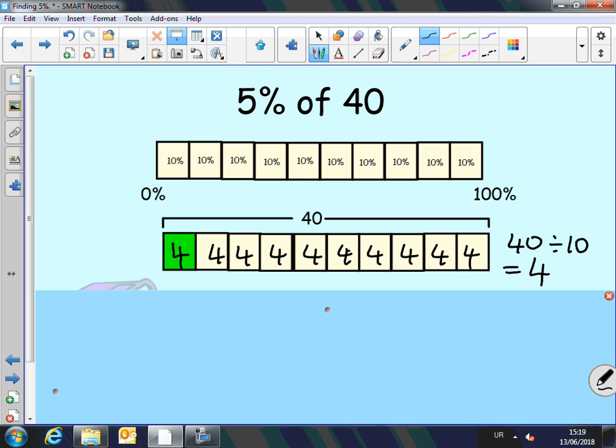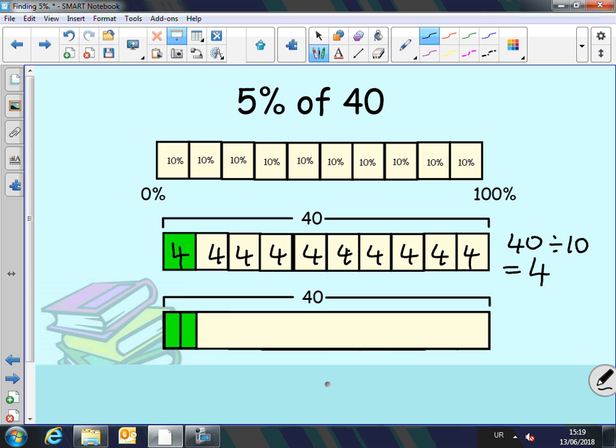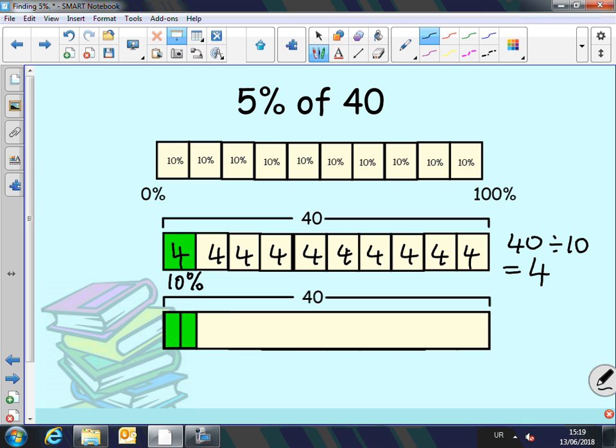So we know that that's 10% here. And then to find 5%, all we need to do is half our answer. So this box, the small box here, is worth 5%. So half of 4 is 2. So 5% of 40 is equal to 2.